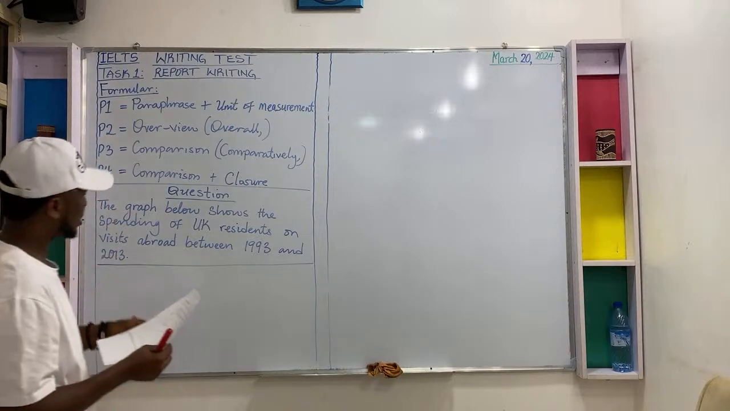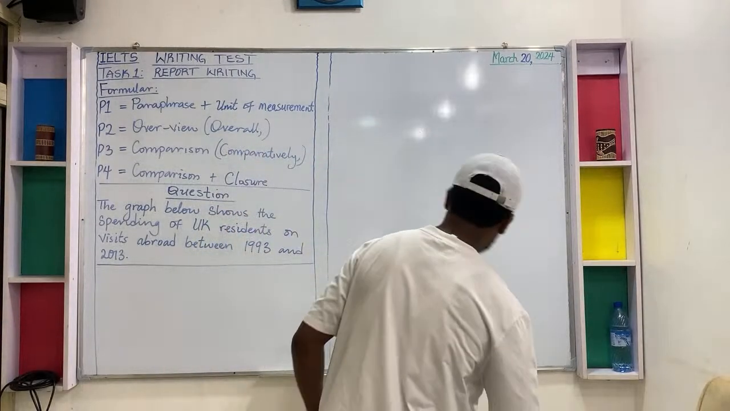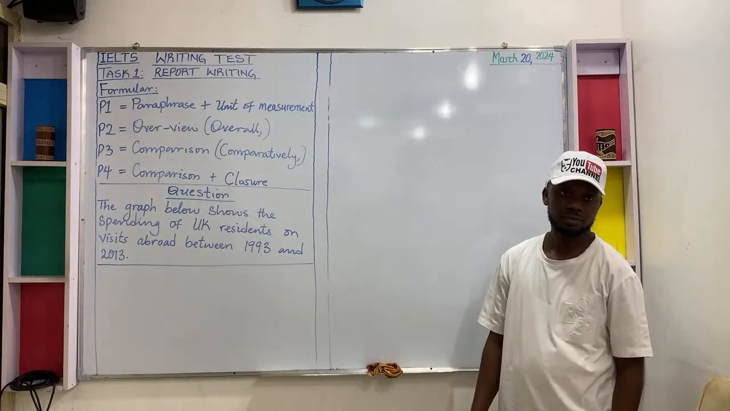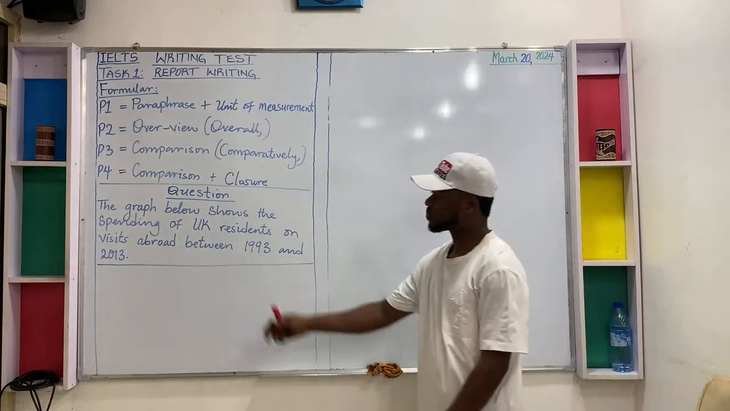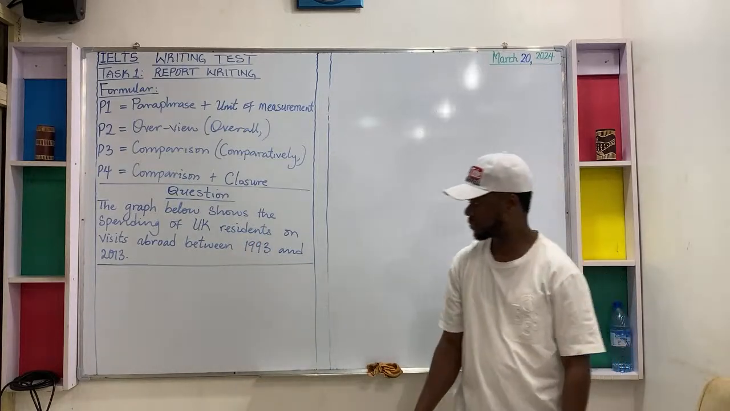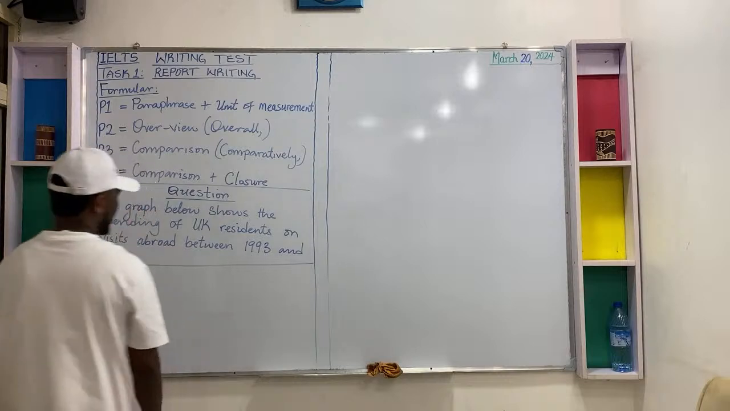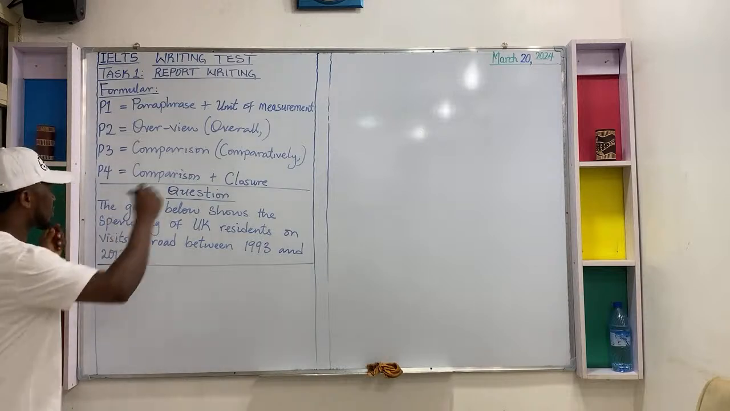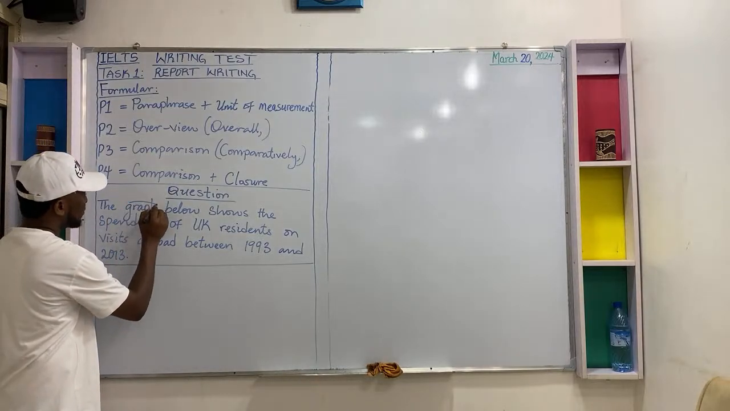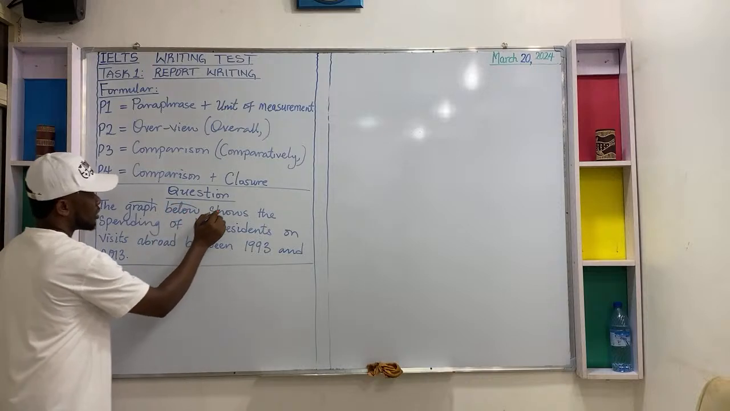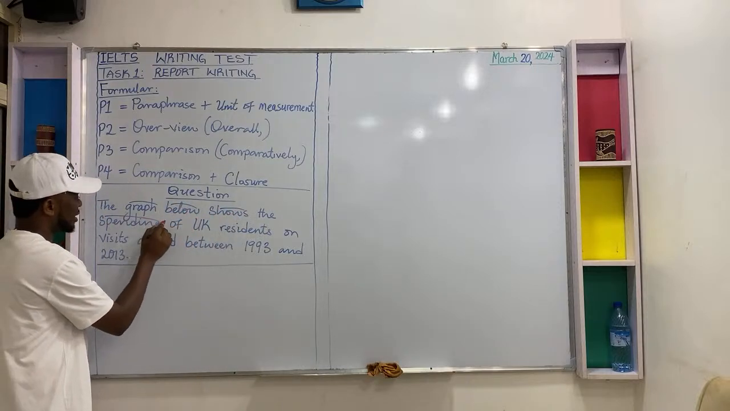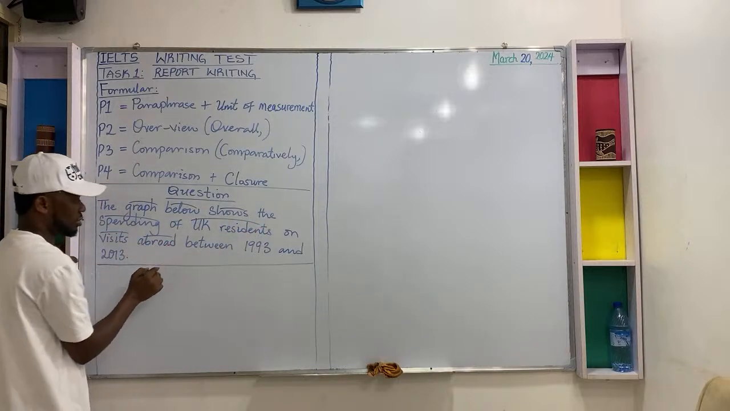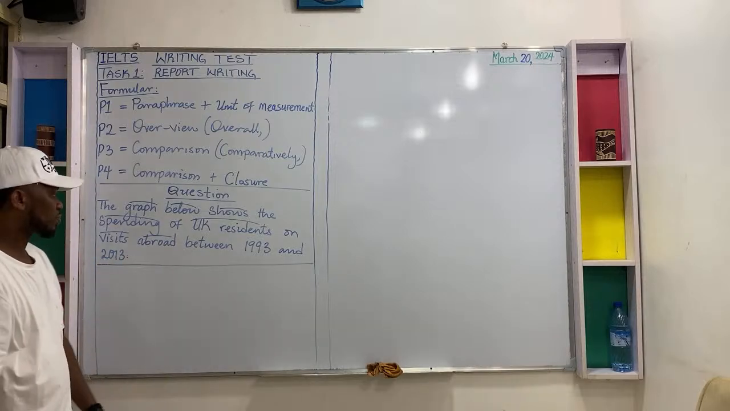So according to this formula, what do you think is the first thing you have to do? To paraphrase this question. That's the first thing. So how do we paraphrase? You need to identify the keywords in the question that you can substitute with their synonyms, right? So: graph below shows spending UK residents visits abroad. These are the major things we have to paraphrase.